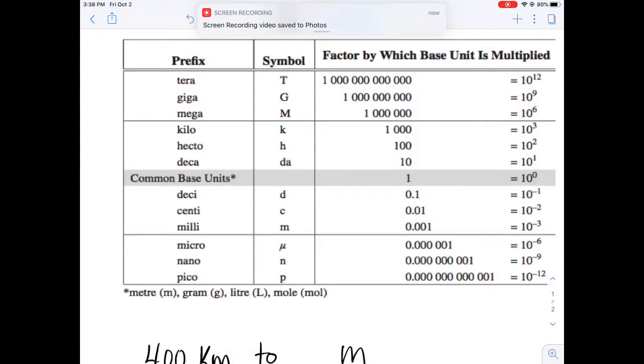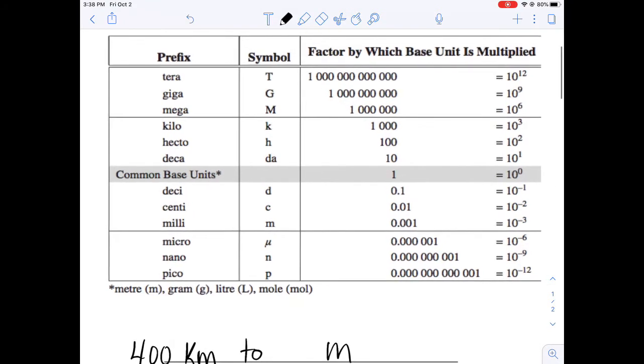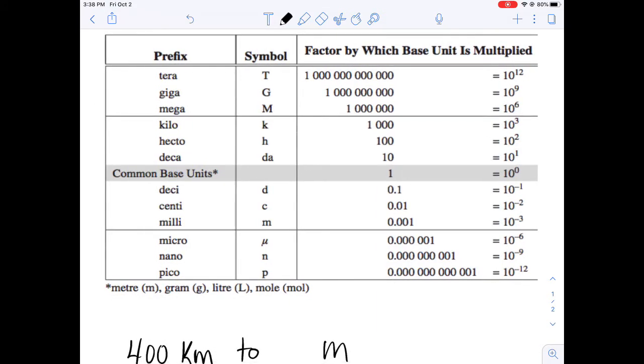In this video, we're going to take a look at the conversion of units with SI prefixes, or Système International prefixes. The prefixes that we've got are going to be tera, giga, mega, kilo, hecto, deca, the base units, deci, centi, milli, micro, nano, and pico.